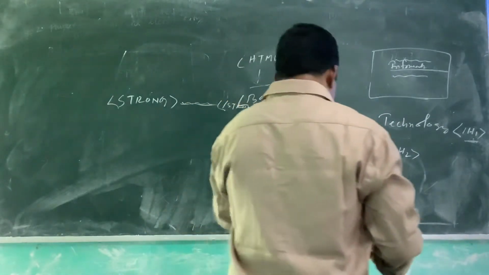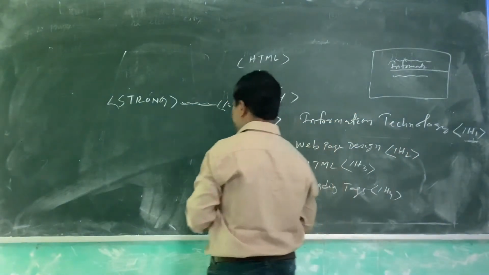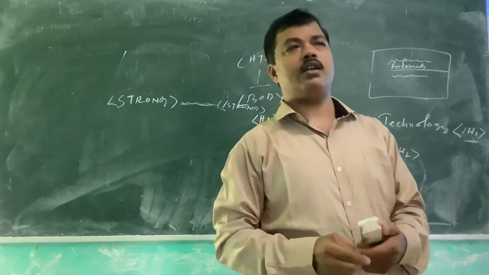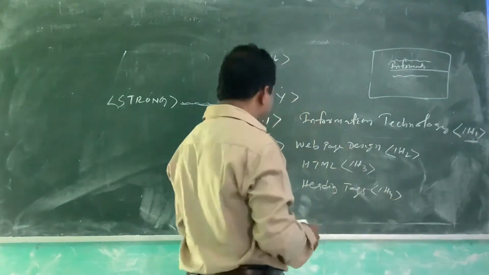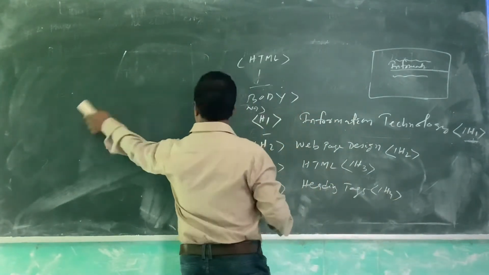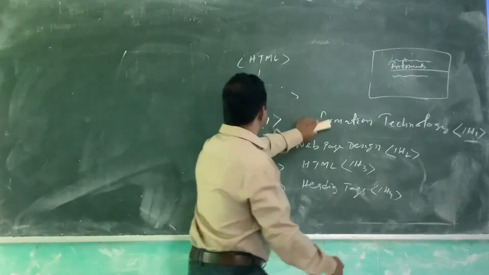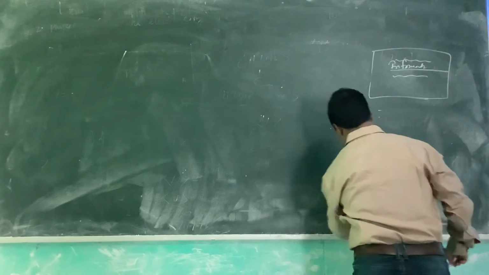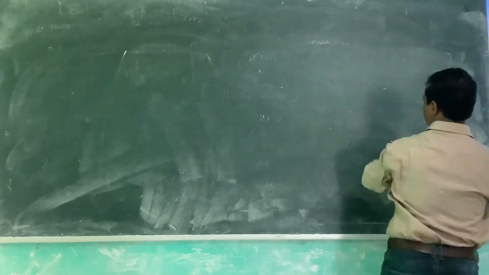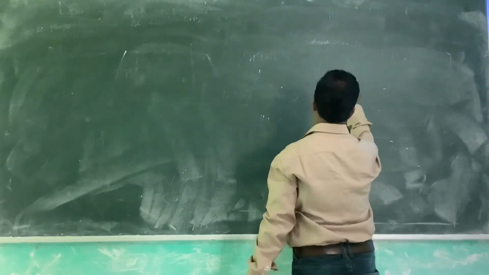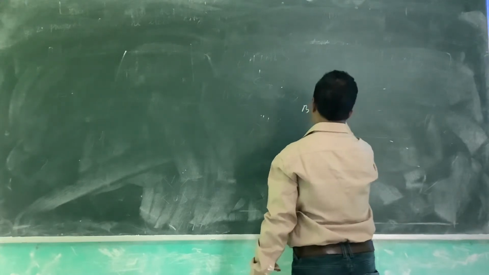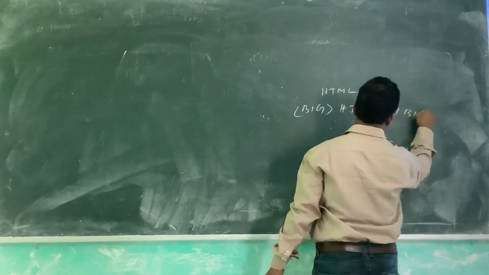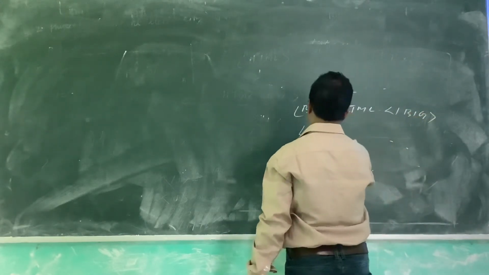Similarly, another 2 tags are there. One is big and another one is small. The big tag, what happens when you write the big tag? Let's see. You just type HTML, big HTML, and a small HTML.